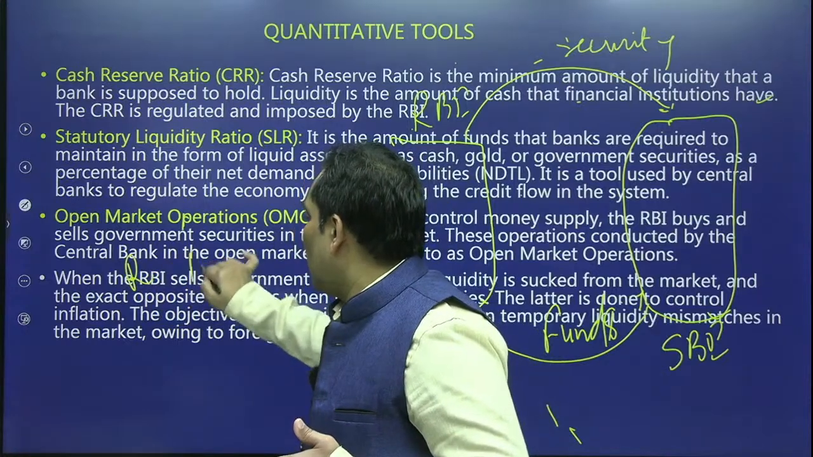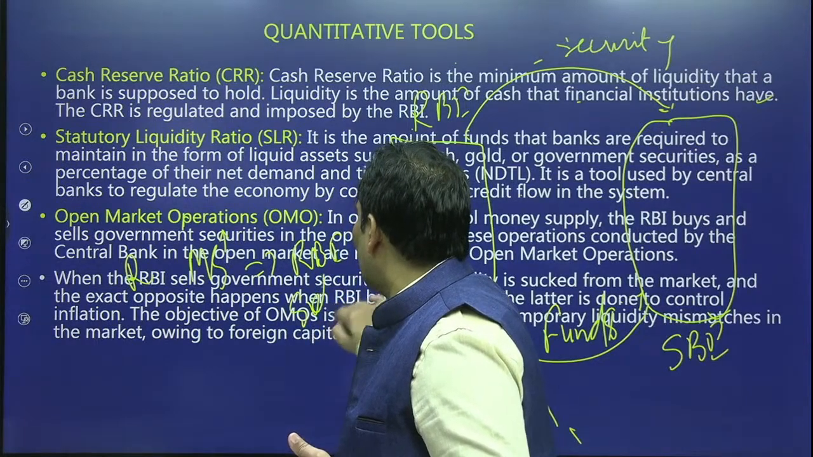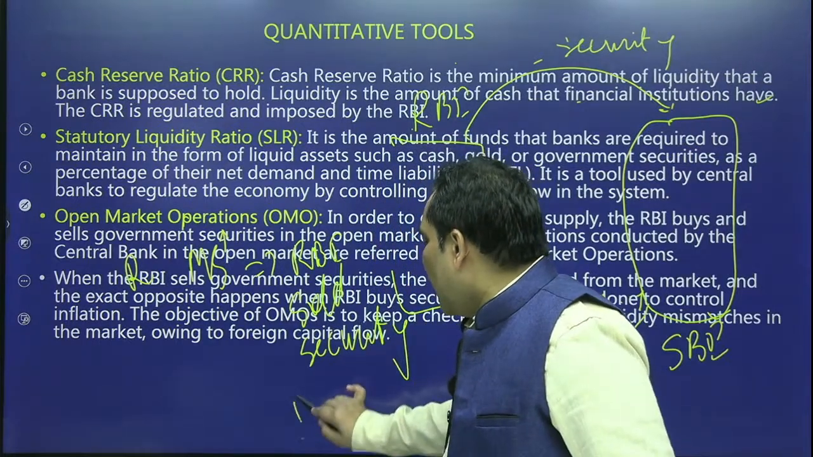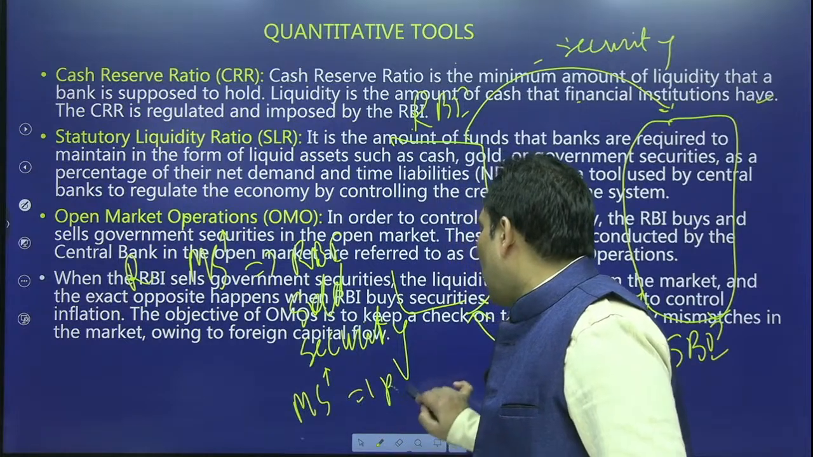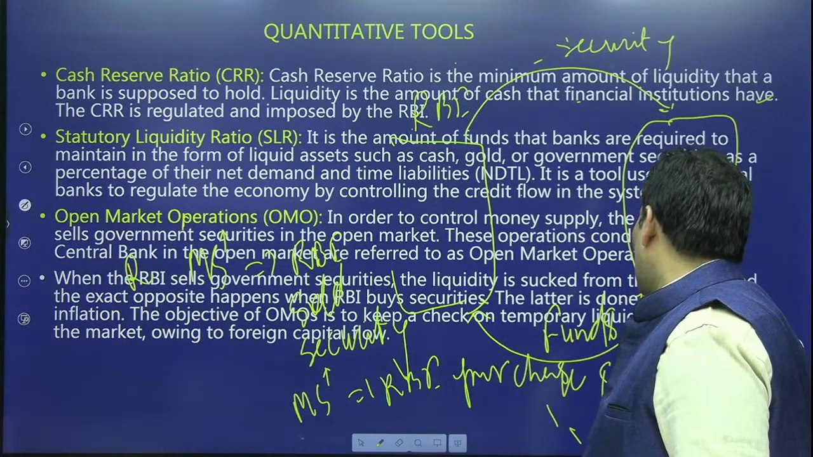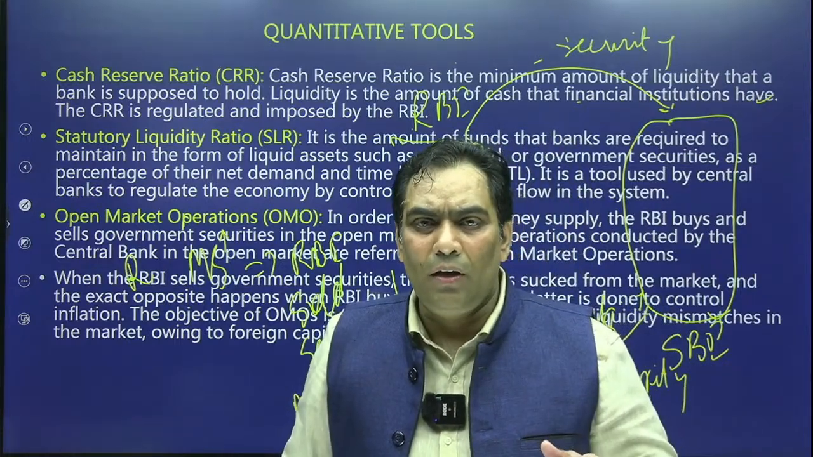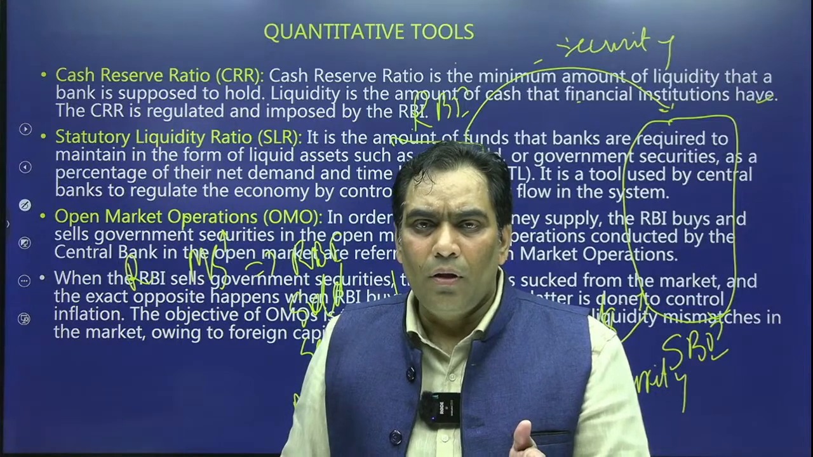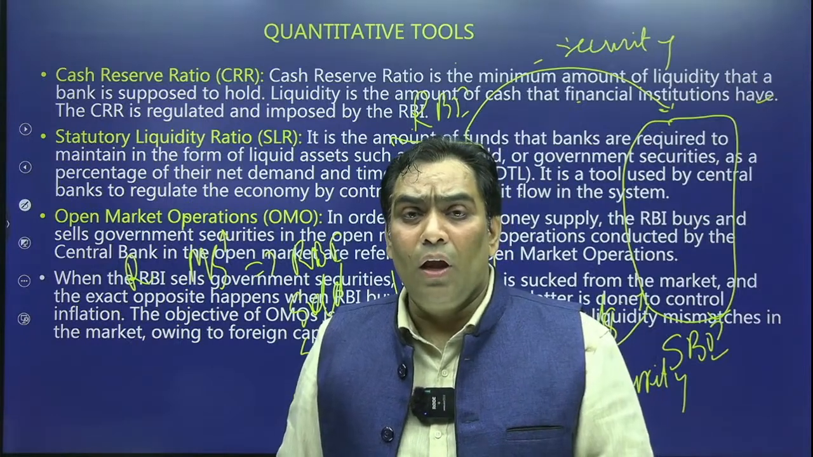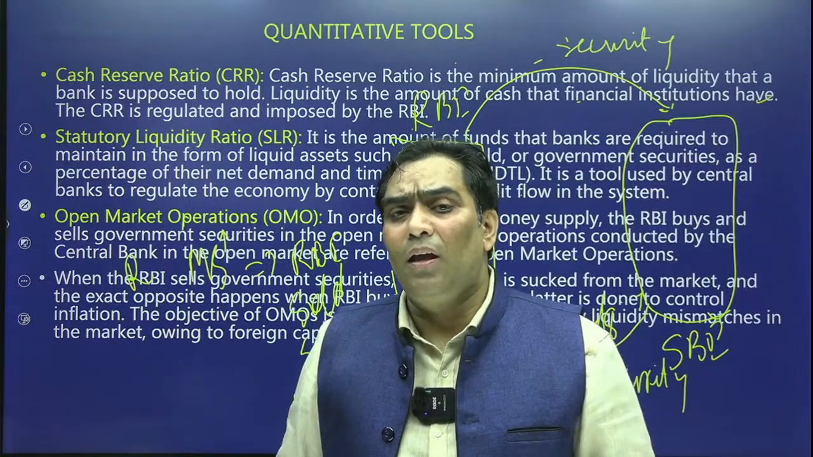So when RBI wants to reduce money supply, RBI sells out government security. When RBI wants to increase money supply, RBI purchases security. So under the open market operation, as per the need of hour, the RBI purchases or sells out the government security in order to increase or decrease money supply in the economy.